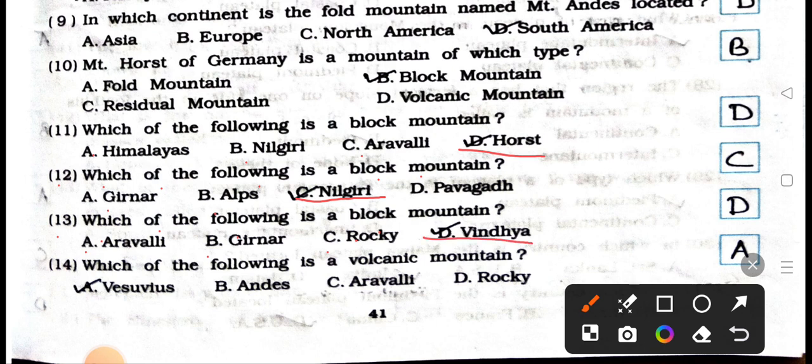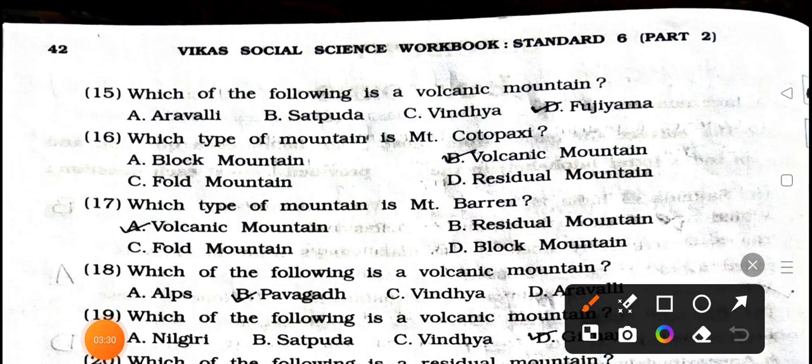Number 14. Which of the following is a volcanic mountain? A, Vesuvius. B, Andes. C, Aravali. And D, Rocky. Answer is option A, Vesuvius. Now see the next page. Number 15. Which of the following is a volcanic mountain? A, Aravali. B, Satpuda. C, Vindhya. And D, Fujiyama. Answer is option D, Fujiyama.